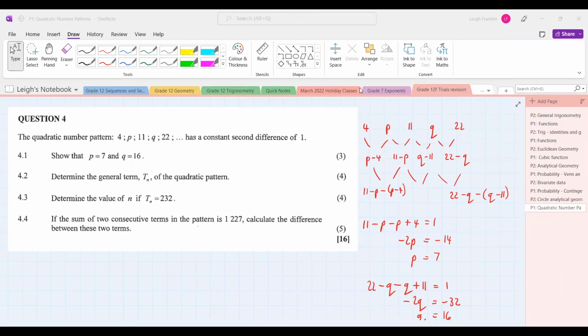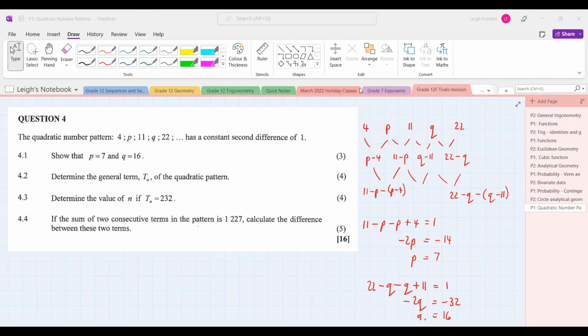Okay, just really important. What you're not allowed to do is sub in the 7 or the 16, okay? Because then you are not proving or showing, you are verifying. Okay, so as long as you don't do that, you're fine.